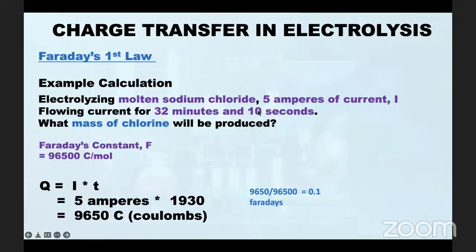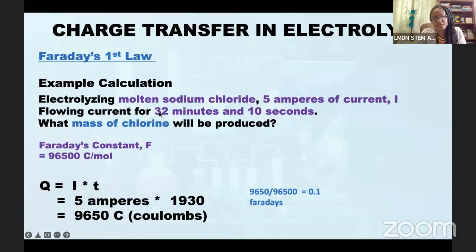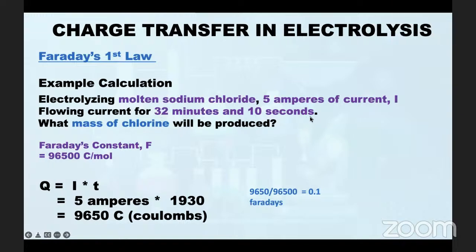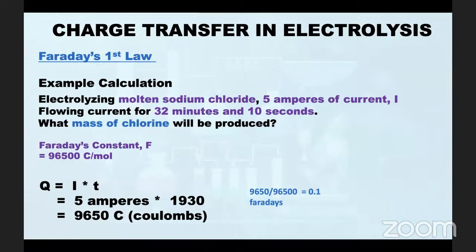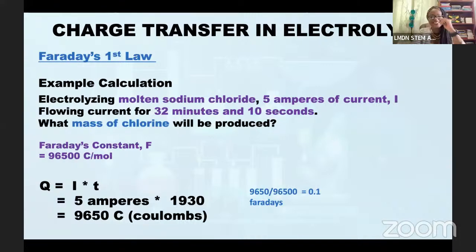We saw them get the 1,930. So it's just converting the 32 minutes and 10 seconds, the whole thing, into seconds. So if you put 32 minutes to seconds, that would be what? 1 minute is 60 seconds, so 32 times 60 plus 10. Does that make sense? Oh, yeah. Yes, miss. Okay, okay. All right, so we found the number.